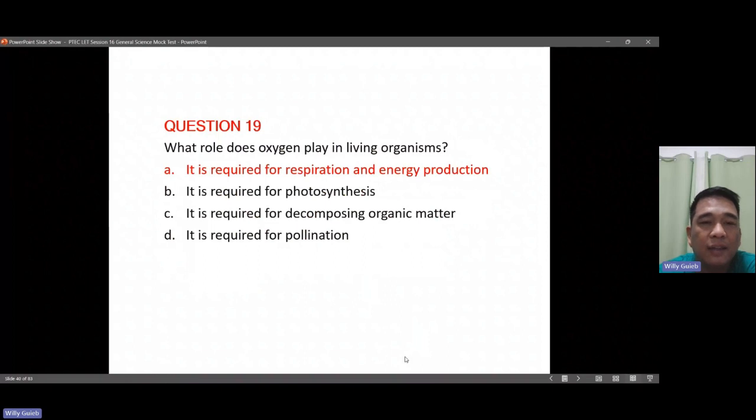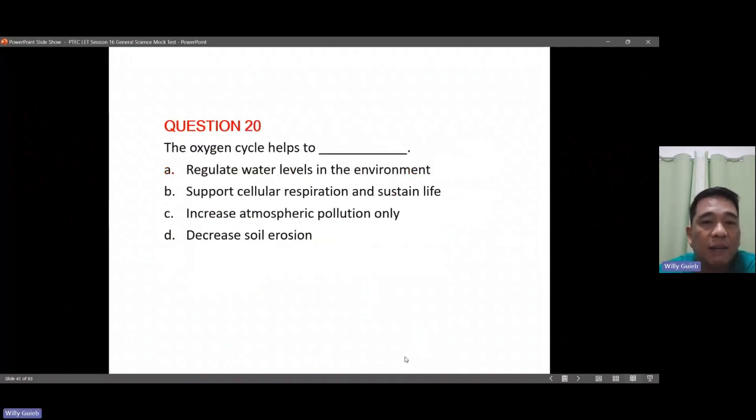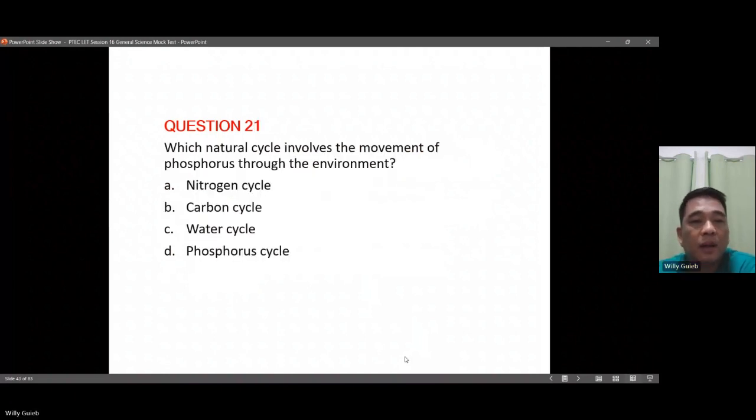You have to take note that oxygen is a crucial element, no, for energy production, primarily during the mitochondrial process of respiration. Okay. 20. The oxygen cycle helps to regulate water levels in the environment, support cellular respiration and sustain life, increase atmospheric pollution only, or D, decrease soil erosion. Obviously, ang sagot natin for number 20 is that the oxygen cycle helps to support cellular respiration and sustain life.